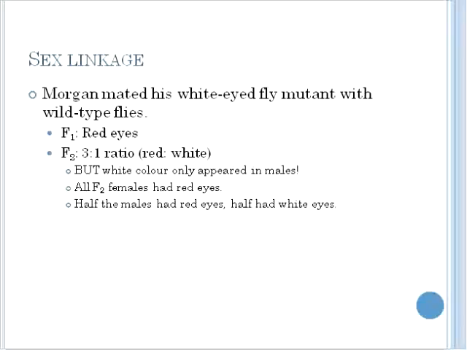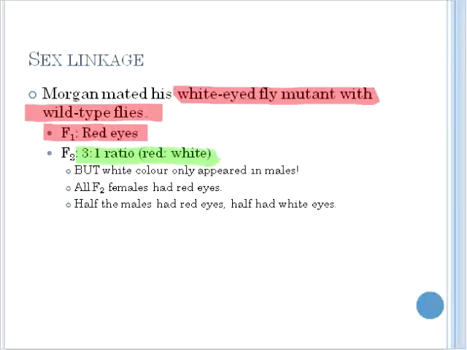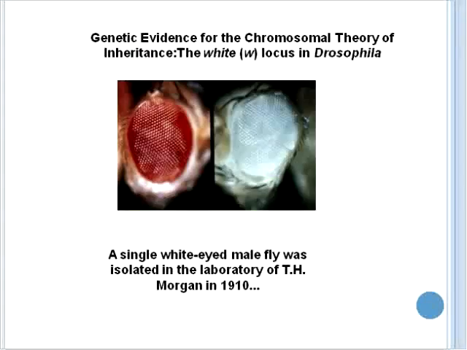So Morgan crossed this white-eyed fly mutant with wild-type flies. He got F1 all red eyes, and F2 a 3-to-1 ratio, red to white. But, significantly, white color only in males. All of the F2 females had red eyes, and with the males, half had red eyes, half had white. And here you see the eye color illustrated again, red versus white.